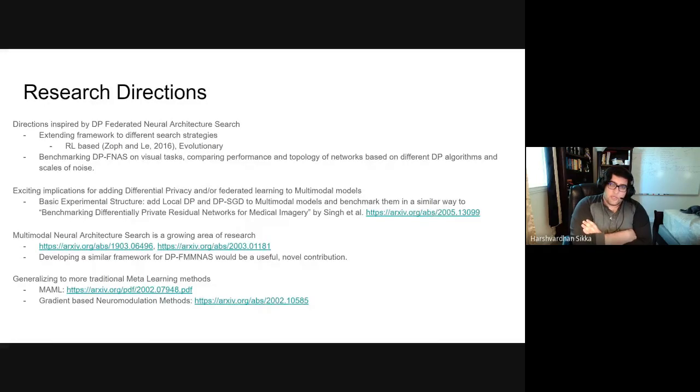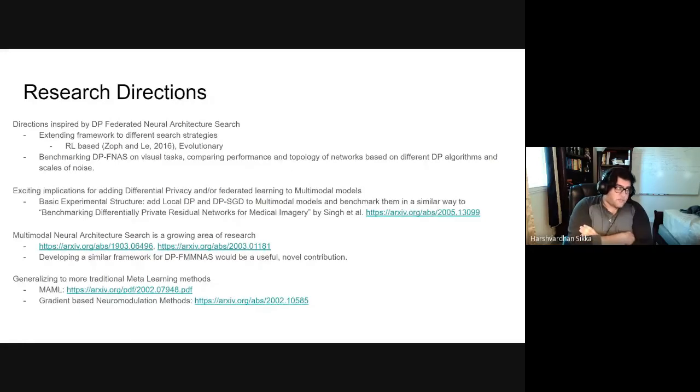And the other work we're heading in that direction is benchmarking the performance of this setup in the same way that we did with the residual network. So we could compare different statistics about the performance and also do a qualitative comparison of generated networks, the topology, and the different primitives they use. And there's a bunch of other exciting implications.